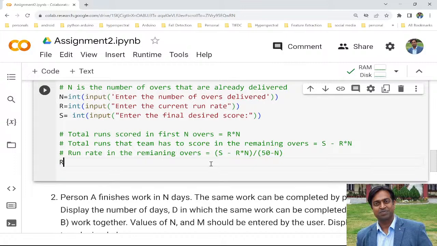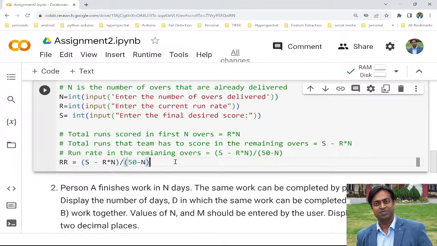So required run rate RR is equal to this. Simply, this formula will give me the required run rate with which the team should score to get the final score as S, right? So let me execute this program now.